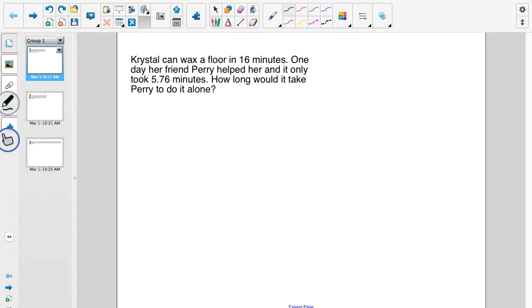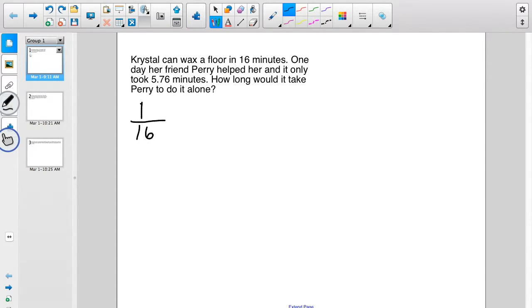So what we're going to do is set up the equation, which is 1 over 16, which is Crystal's portion, times 5.76, which is the combined work, plus Perry's portion, which is going to be 1 over P for Perry, times 5.76 equals the entire job, which is 1. Okay, now all we're going to do is just solve for P.